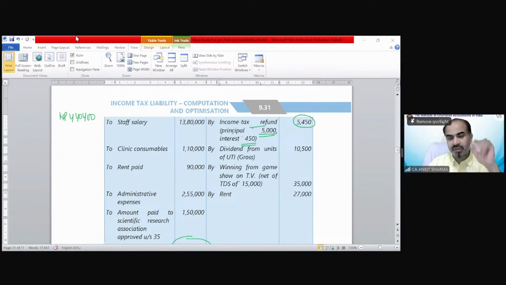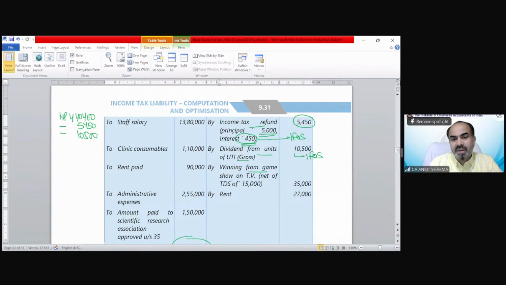Okay, 5,450 of course. So full value 5,450 is going to be reduced from my net profit. Out of this 5,450, the interest part is going to be my income from other sources. So you can also write it down in your question paper like this, so that when you need to calculate total income, you are not going to miss this information. Dividend from units of UTI: of course, income from other sources, we have to reduce it. This is again going to be my income from other sources.